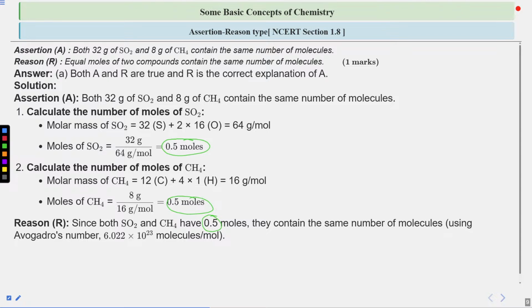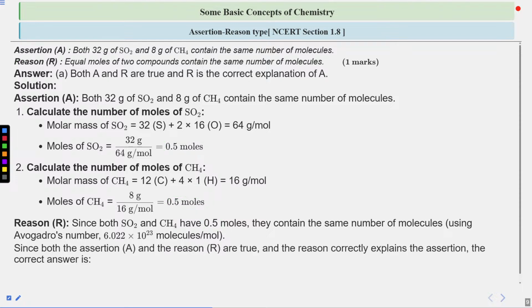So first you will calculate the number of moles, which will give you a clear idea that they both have the same number of moles. Now since they have the same number of moles, they have the same number of molecules, and that same reason is written here. So we can say that our assertion and reason are both true. Hence the correct answer is A.